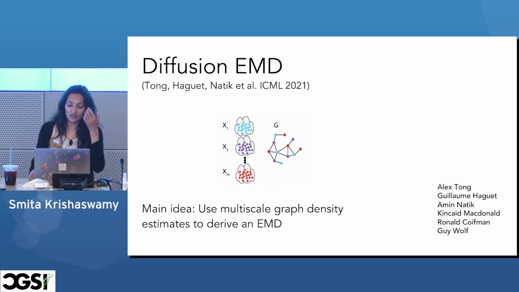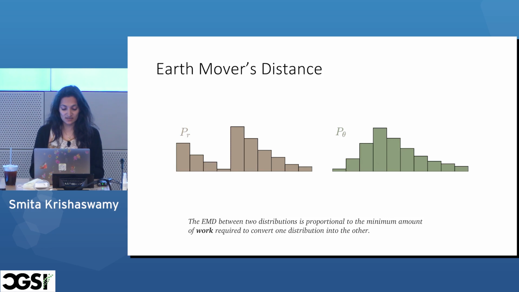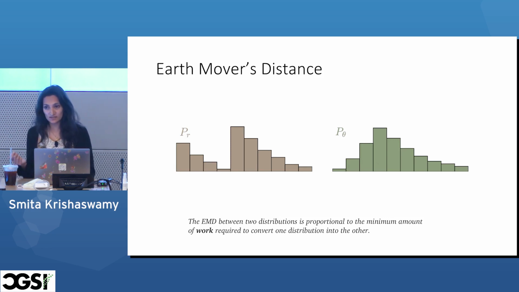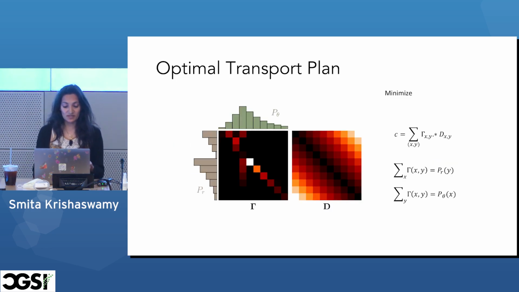And we developed a method called diffusion earth mover's distance, which is a notion of earth mover's distance that's very fast and operates on the manifold graph of the data. And the idea is to use a multi-scale graph density estimate to derive an earth mover's distance. So earth mover's distance, as I already told you, is a way of transporting one distribution to another. Typically, you have what's called a transport plan. This is a joint probability distribution that says how much you should move from this bin to each of these other bins to go from this distribution, which is this marginal, to the other one.